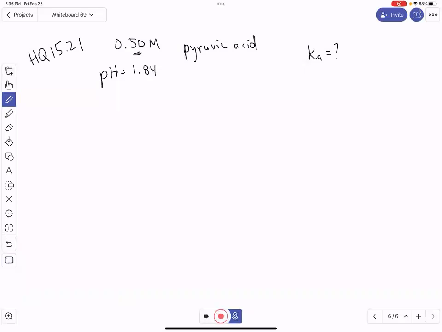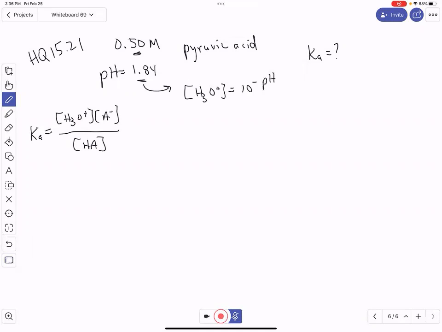We know the initial concentration, we know the pH. So our generic Ka is going to be hydronium times the conjugate base all over my acid. I know the pH, so from pH, I can find hydronium. Hydronium is going to equal 10 to the negative pH.